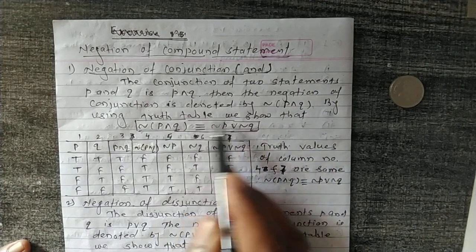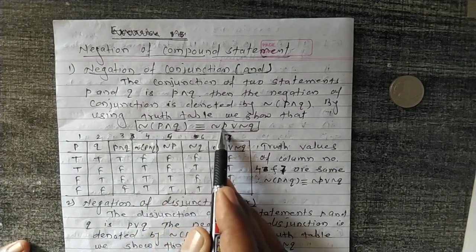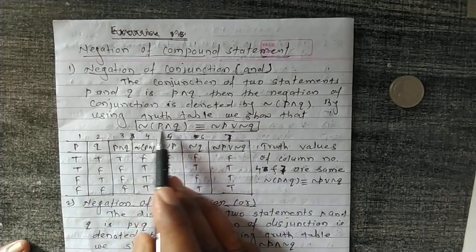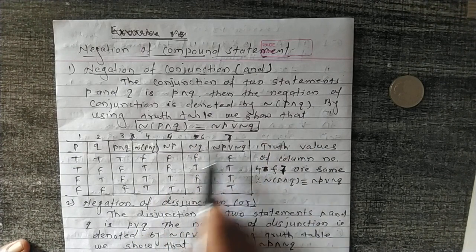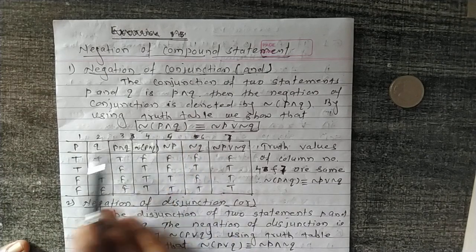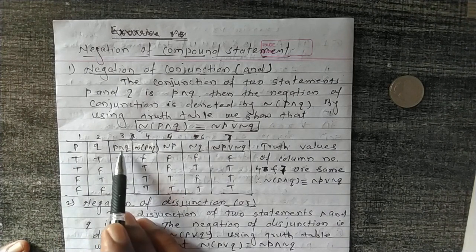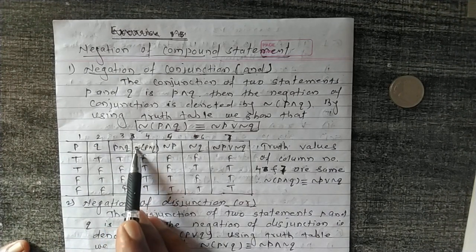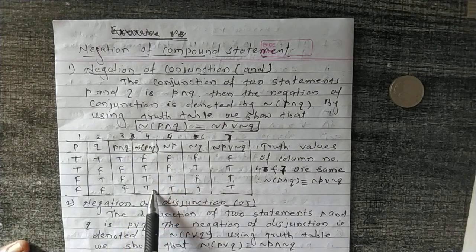By using a truth table, we show that ¬(P ∧ Q) is equivalent to ¬P ∨ ¬Q. We can prove this by using a truth table. Here there are two prime statements, P and Q, with truth values TTFF and TFTF. Now P ∧ Q has truth values TFFF. Its negation, ¬(P ∧ Q), has truth values FTTT.